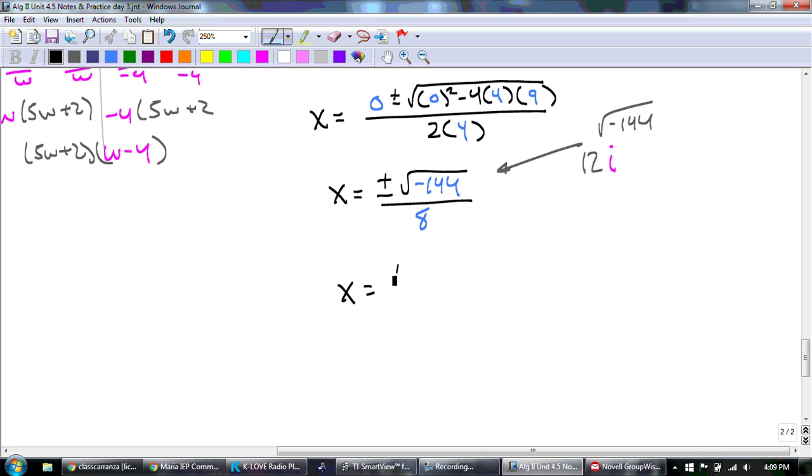So x equals plus or minus 12i divided by 8, and then we just reduce the fraction. 12 over 8 is the same thing as 3 over 2. Just don't forget that i. I'm going to make that look a little bit nicer. So we have plus or minus 3i divided by 2.